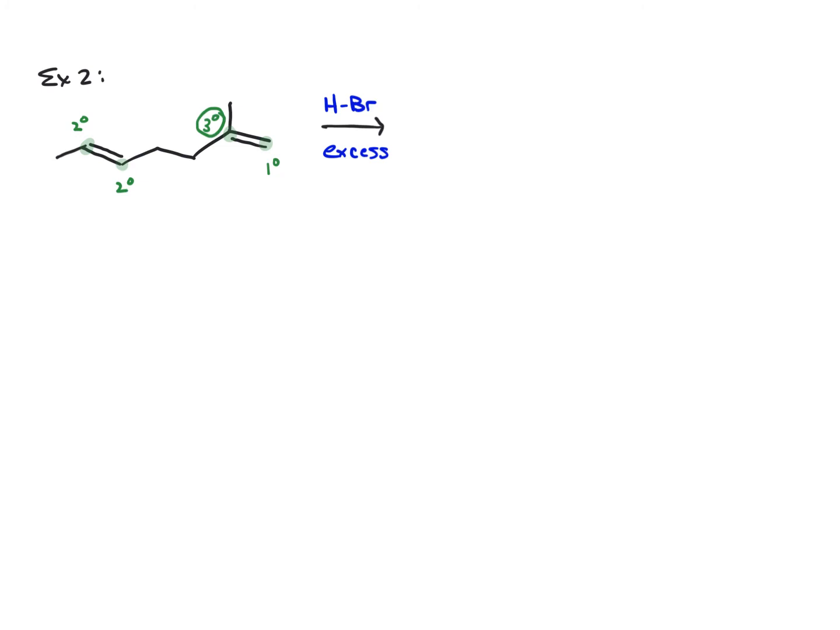carbocation. But keep in mind we're using an excess of HBr. So we're going to use the first equivalent with this double bond, and since there's an excess, we'll have a second equivalent to react with this double bond. So the first equivalent, we add HBr across the double bond. Let's draw the product. I'm not going to draw out the mechanism for this example. So we add the hydrogen right here. I'm not going to draw it in. You would get the carbocation here, and that's where the Br will end up.